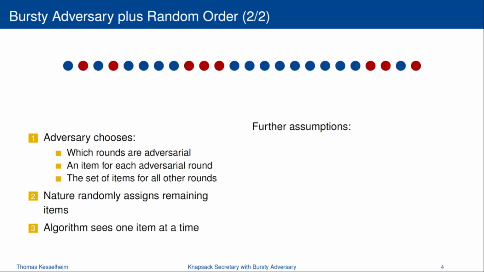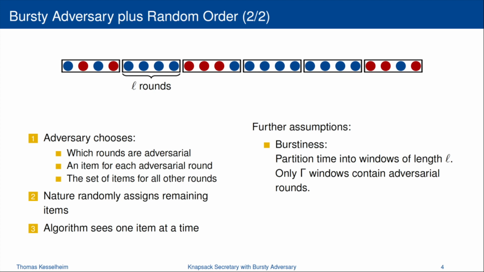Unfortunately, so far the adversary is far too strong, and that's why we have to introduce some further assumptions. The first assumption is a burstiness assumption. This is required because so far the adversary could make just every round adversarial, and in this case we wouldn't have a chance. What do we do? Well, we partition time into windows of length L, and we now assume that only gamma of these windows may contain any adversarial rounds, and most of the windows should not contain any adversarial rounds.